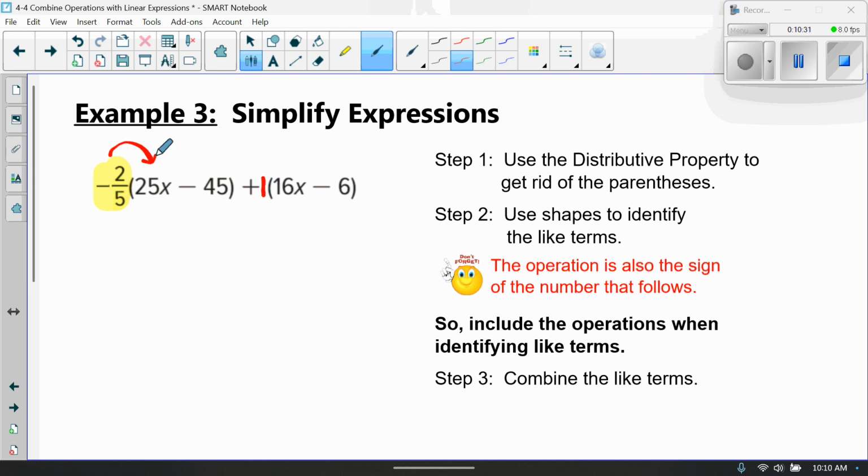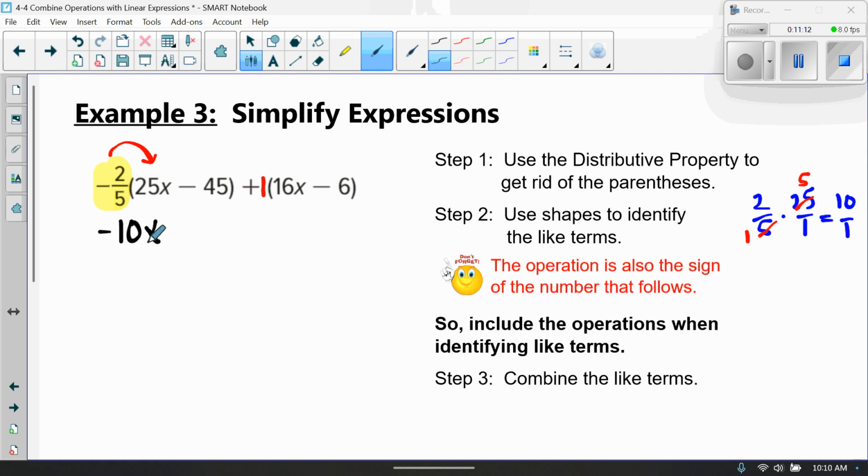So, negative 2/5 times 25. I want to do that on the side. 2/5 times 25 over 1. Look, you can simplify before you multiply. So this is going to be 25 divided by 5 is 5, and 5 divided by 5 is 1. So this is going to be 10 over 1, which is equal to 10. So negative 2/5 times a positive 25x gives me a negative 10. So that's going to be a negative 10x.